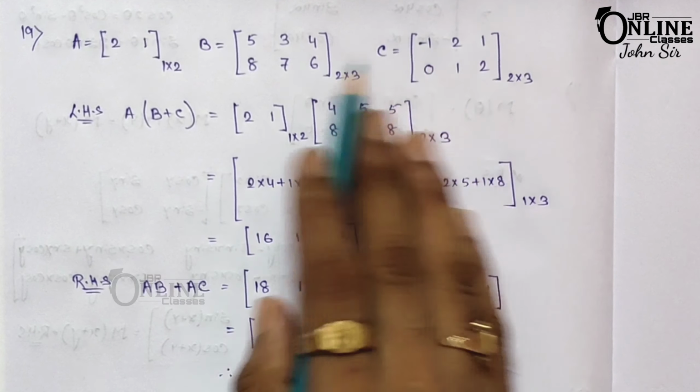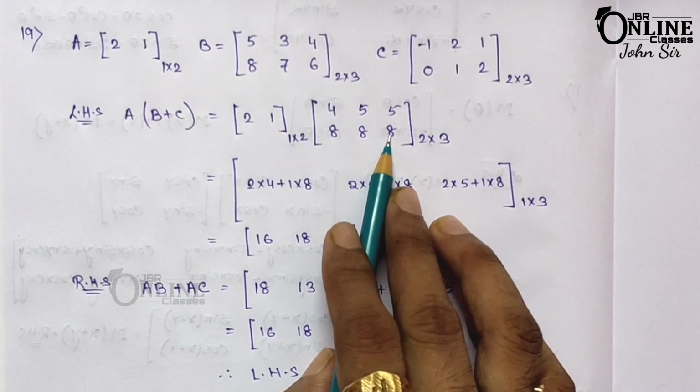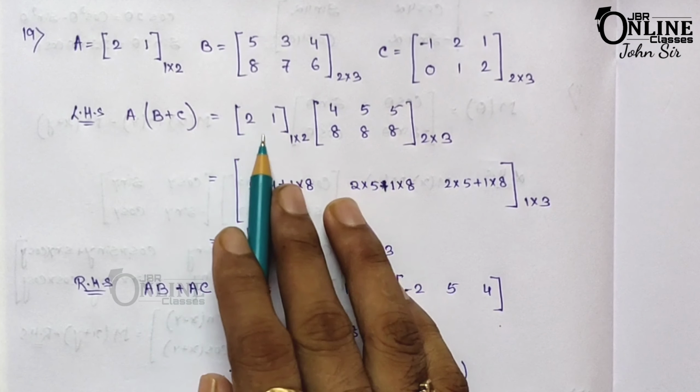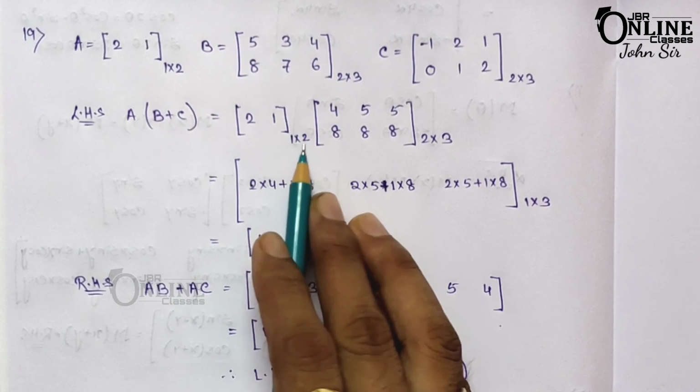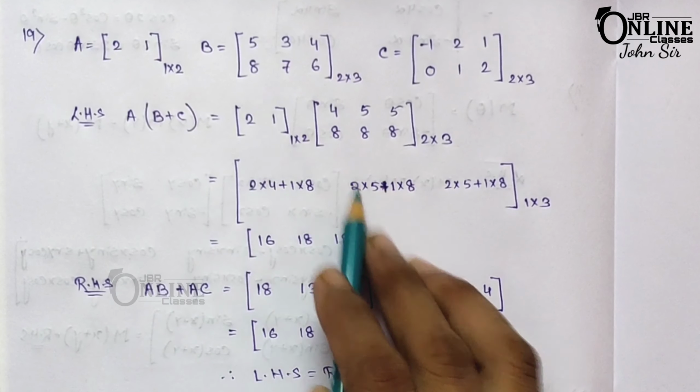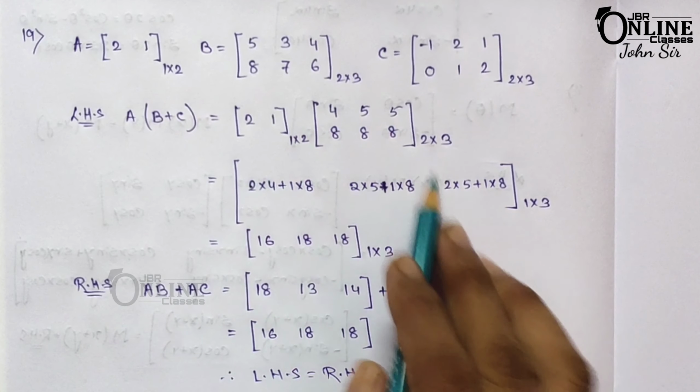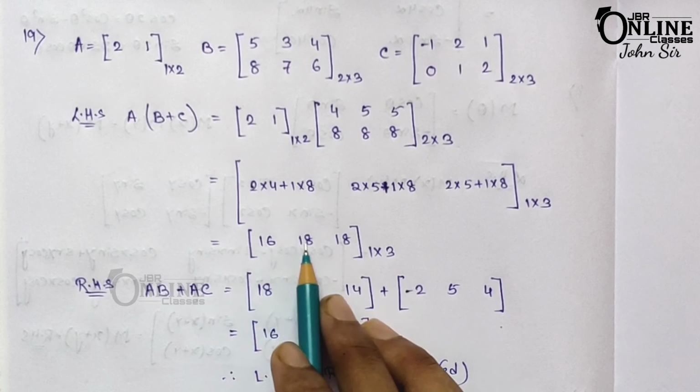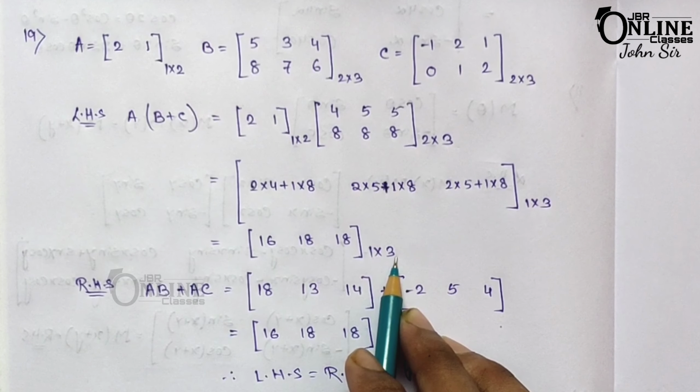So whenever you add these two matrices, it will be 5 minus 1 4, 3 plus 2 5, 4 plus 1 5. Then 8 plus 0 8, 7 plus 1 8, 6 plus 2 8. Now you have to multiply with A. So as here A equal to 1 cross 2, B equal to 2 cross 3, then the result will be 1 cross 3. Remember that. So now 2 into 4 plus 1 into 8, then 5 into 2 plus 1 into 8, then 5 into 2 plus 1 into 8. So it will be 16, 18, 18, 1 cross 3 matrix.